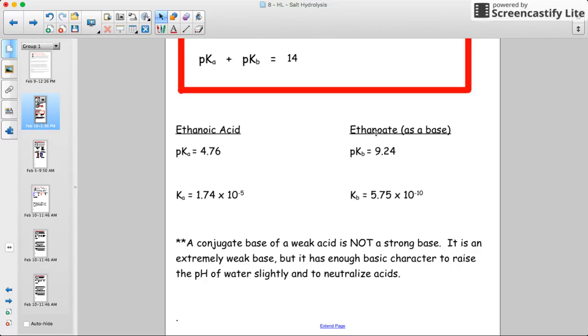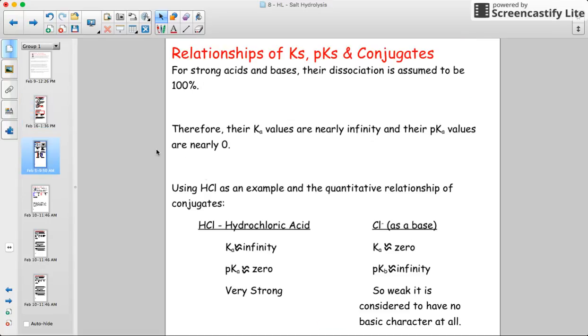a base. And that makes sense because if you had a solution, it would contain both of these. We would still expect it to be an acidic solution from ethanoic acid being a weak acid. So the strength of an acid and its conjugate are related. But if you are referring to a substance that is a weak acid, its conjugate base will be an extremely weak base, but it will have some basic character to it.